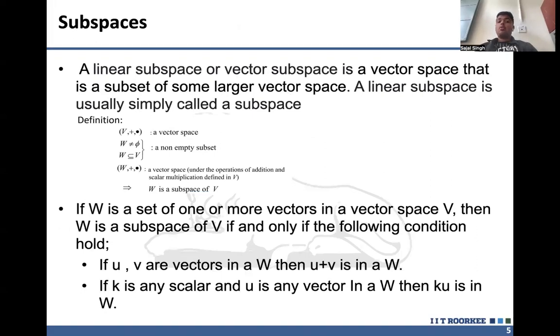A linear subspace or a vector subspace is a vector space that is a subset of some larger vector space. A linear subspace is usually called a subspace. That is, we are taking a very large vector space and we have to study a small part of it. So a small part of a vector space will be defined as a subspace. For example, if W is a set of one or more vectors in a vector space V, then W is a subspace of V if and only if it follows certain conditions.